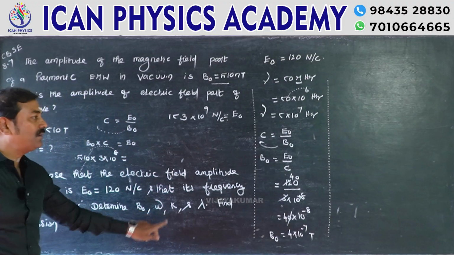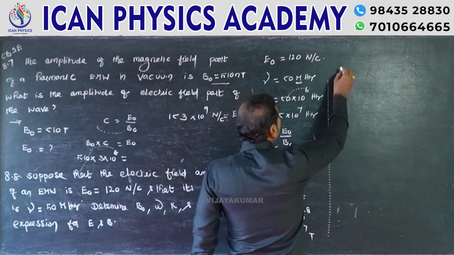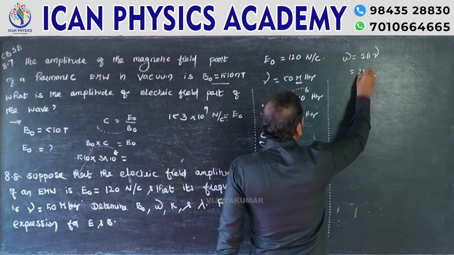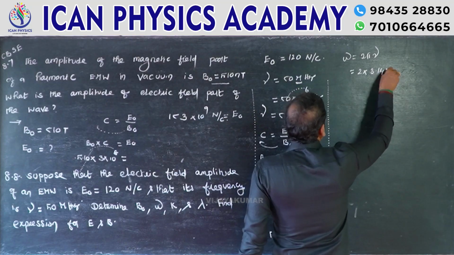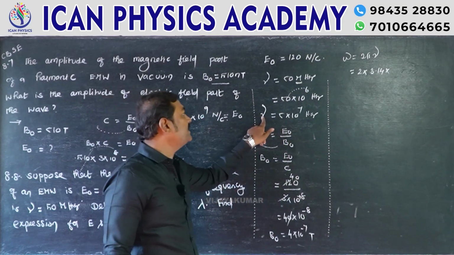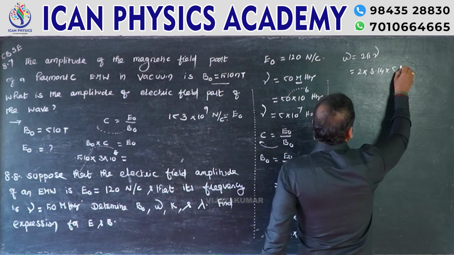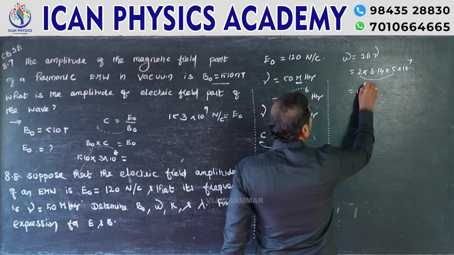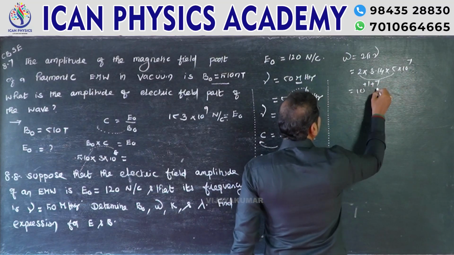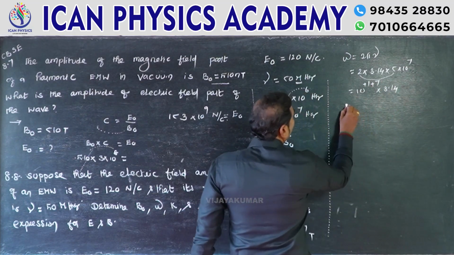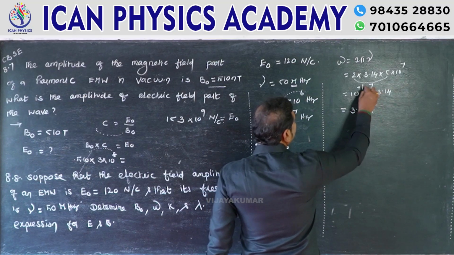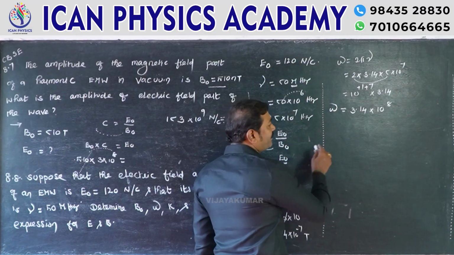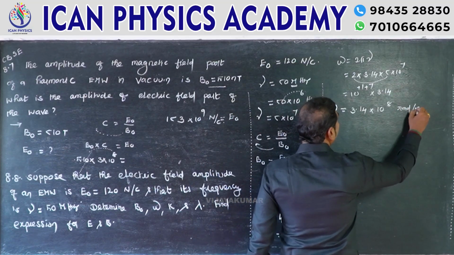What is the second one? Omega. What is the formula to calculate omega? Omega equals 2 pi nu. So 2 into pi, 3.14, into nu. What is the frequency? 5 into 10 to the power 7. 2 5s are 10, so power 1, plus 7, 7 plus 1 is 8. So 3.14 into 10 to the power 8 is the omega. What is the unit of omega? That is radian per second.